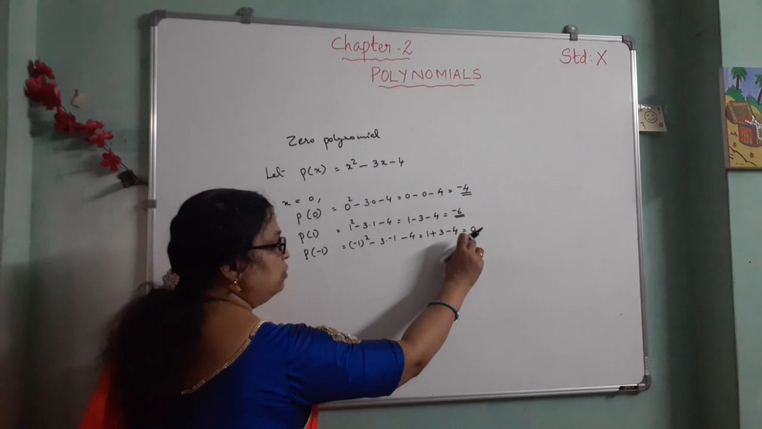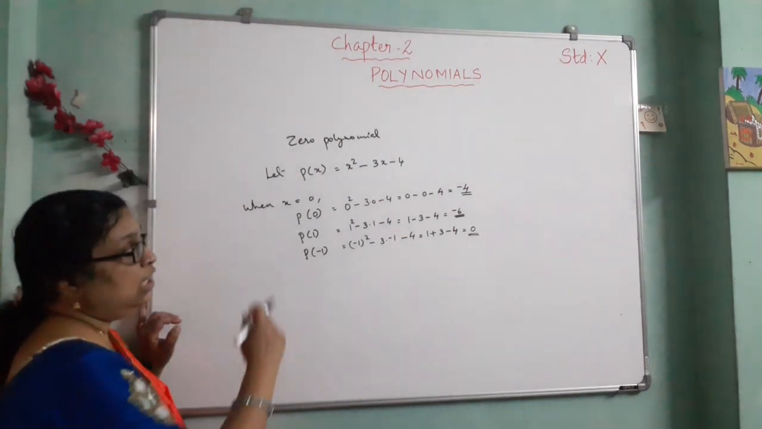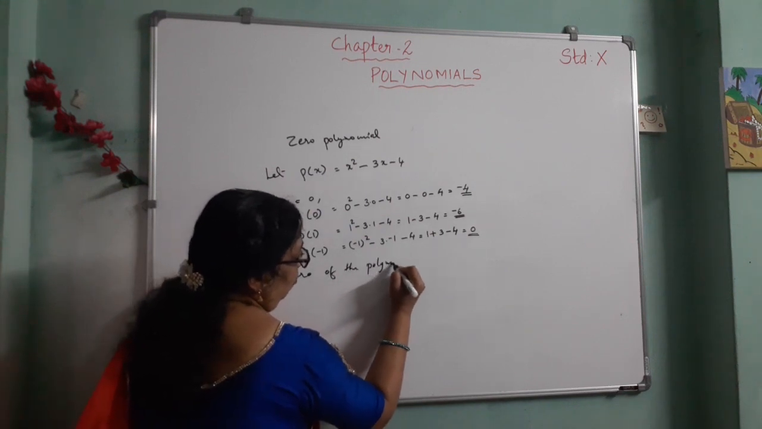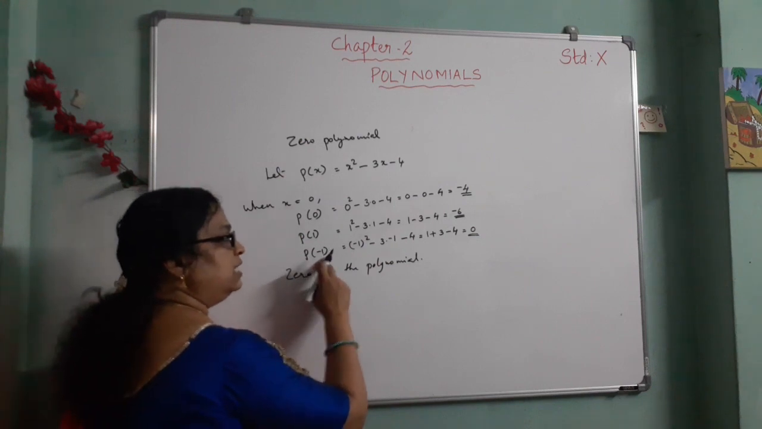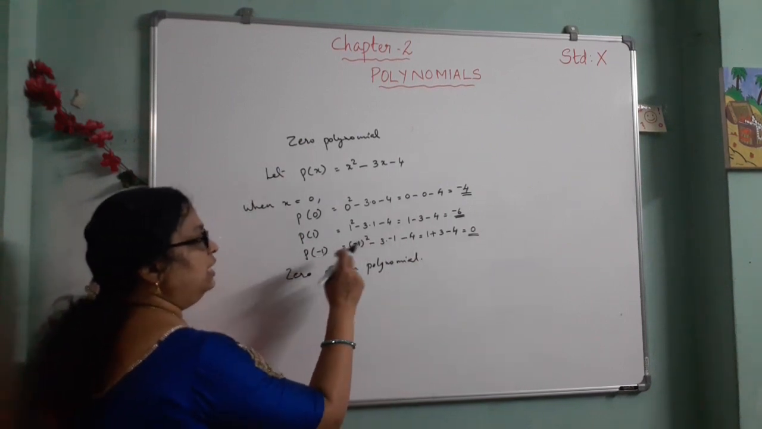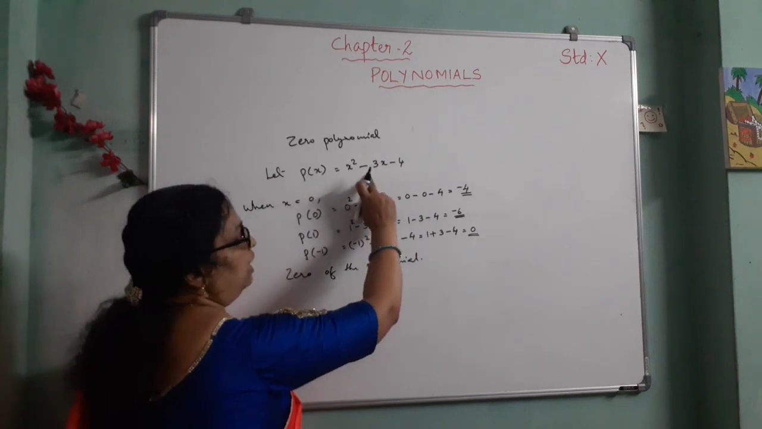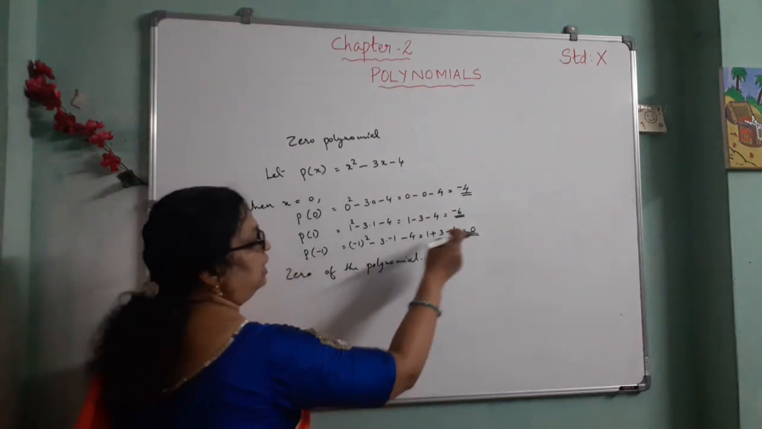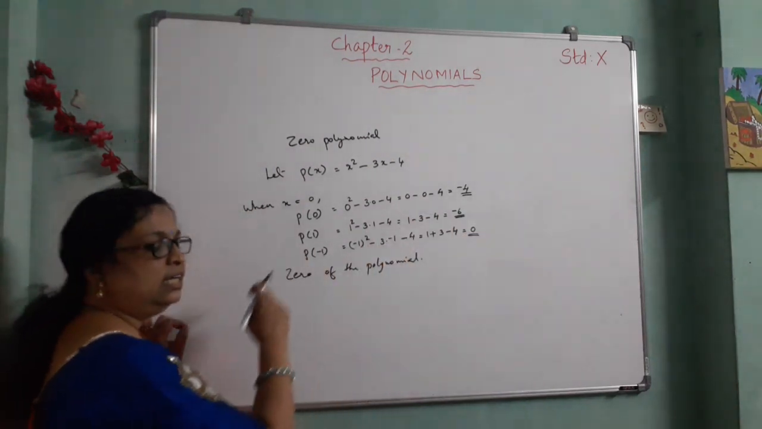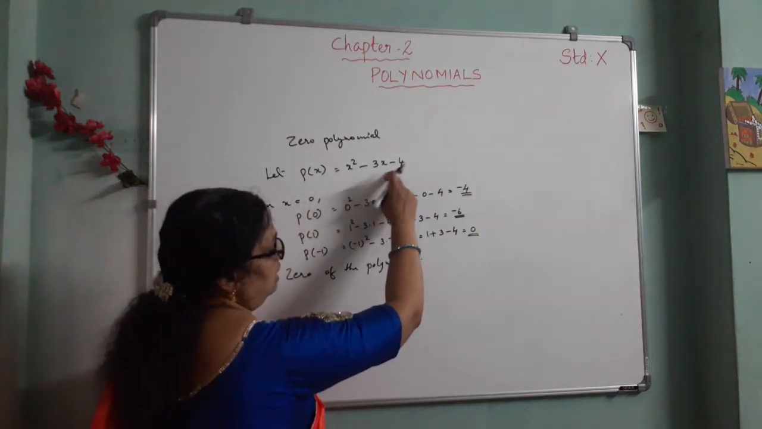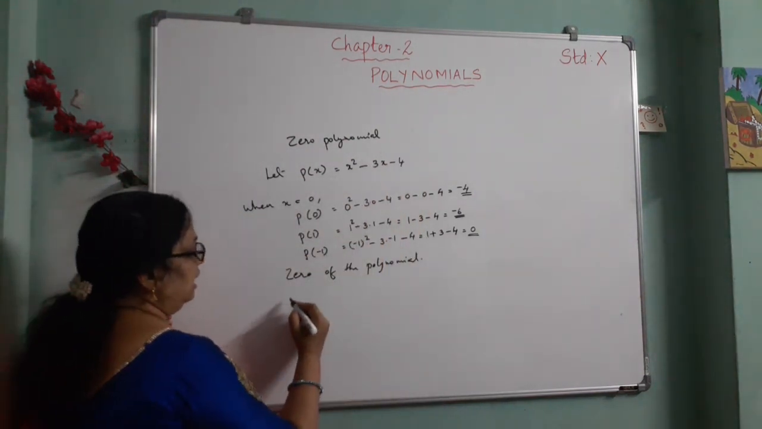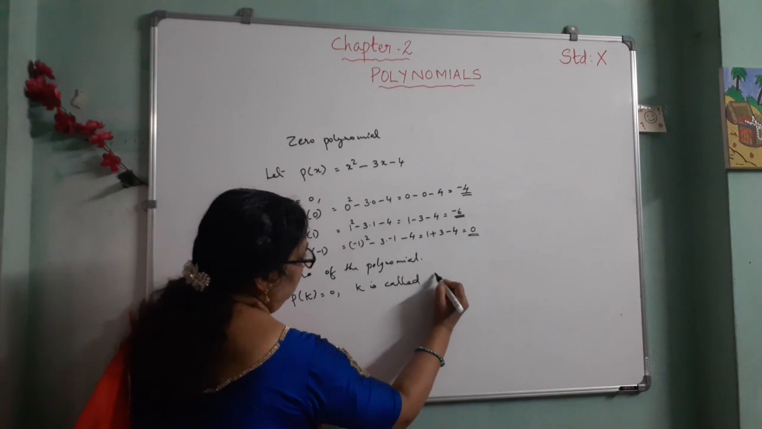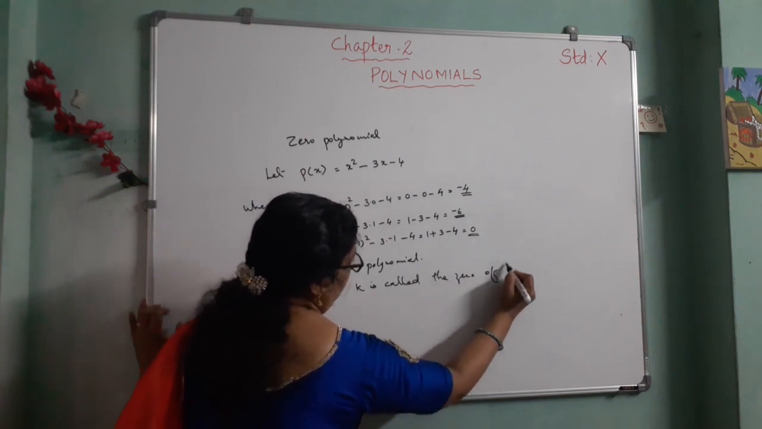Whenever we get the value 0, that number we call the zero of the polynomial. Here P of minus 1 is equal to 0. That is, minus 1 is a zero of the polynomial x square minus 3x minus 4, because the value of P of x at x equal to minus 1 is 0. Then in general we can say that if P of k equals 0, then k is called the zero of the polynomial.